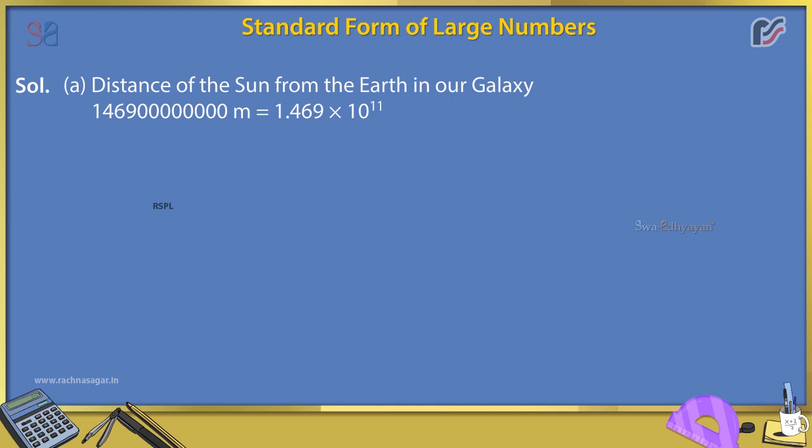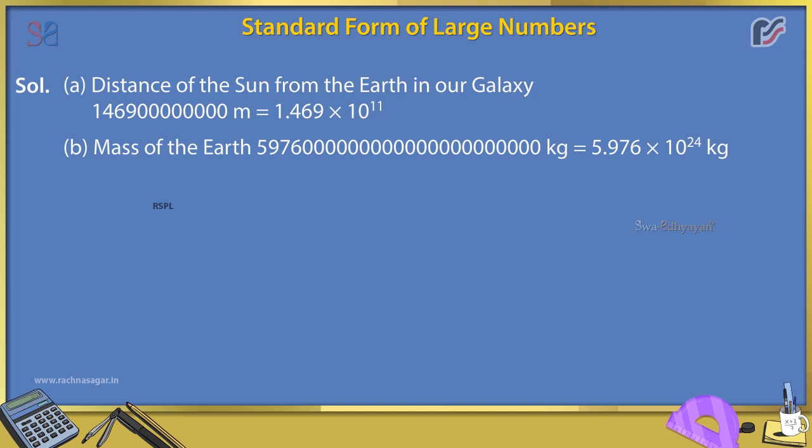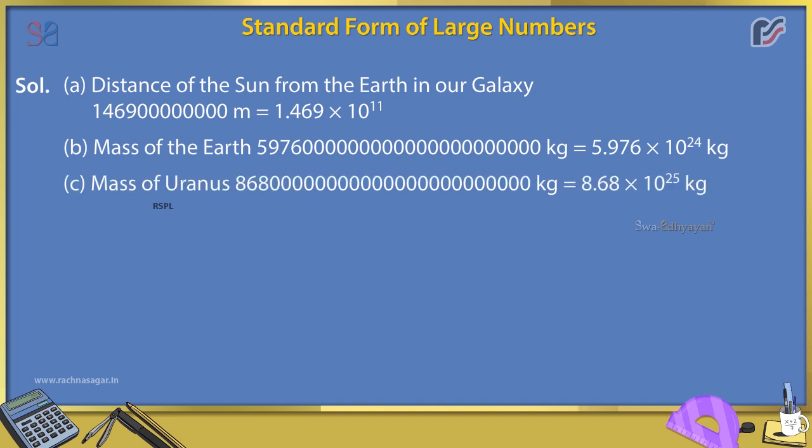Solution. A. Distance of the sun from the earth in our galaxy, 1469.8 times 0 meter, is equal to 1.469 multiplied by 10 raised to the power 11. B. Mass of the earth is equal to 5.976 into 10 raised to the power 24 kg. C. Mass of Uranus, 86823 times 0 kg, is equal to 8.68 multiplied by 10 raised to the power 25 kg.